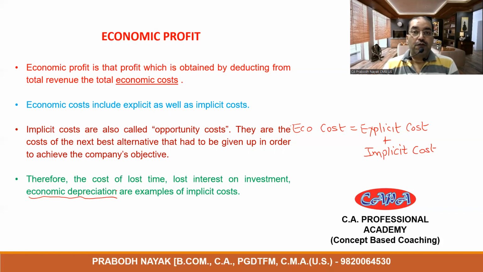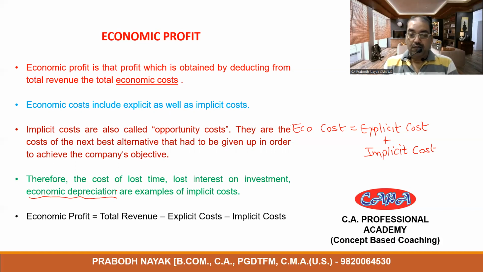What is my opportunity cost? Had that 10 million been invested elsewhere, I would have got at least 10% returns on that. That means 1 million is my interest foregone, the loss of interest on that amount invested in my business, in capital assets. So that is my loss of interest on investment. And then economic depreciation, as I told you, I'll come back to the explanation of that concept.